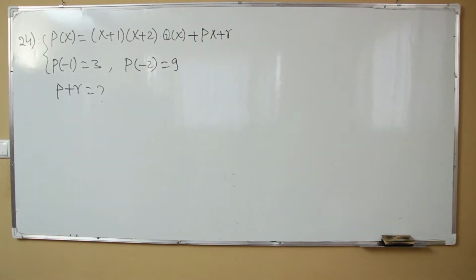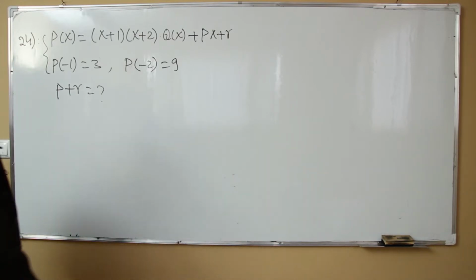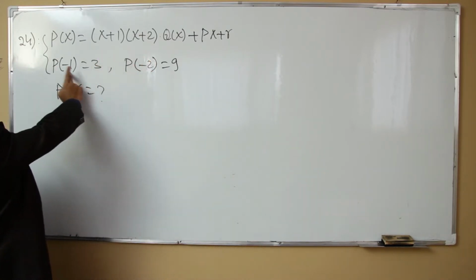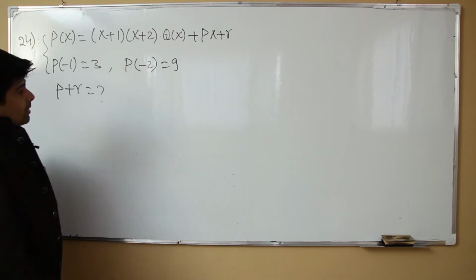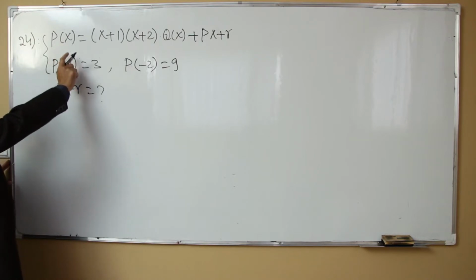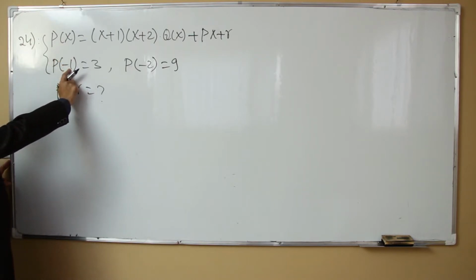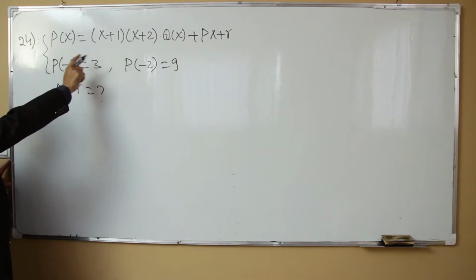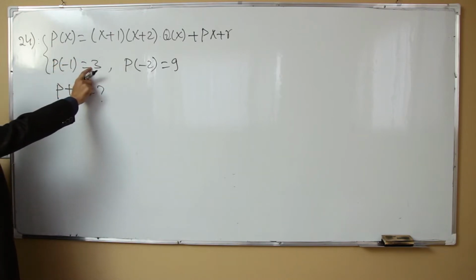Question number 24. Once again we have a simple one. P(x) is given, P(-1) is 3, P(-2) is also given, 9. Now what is p plus r? First, what does it mean? It means instead of x you have to put minus 1. Then when you put minus 1 instead of x, the answer is 3.